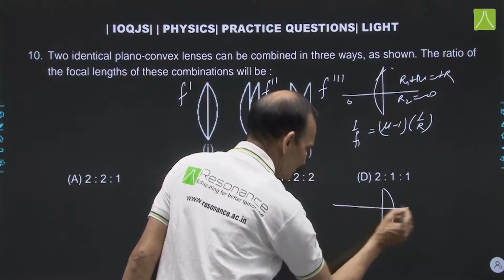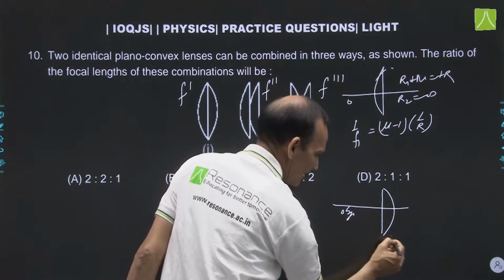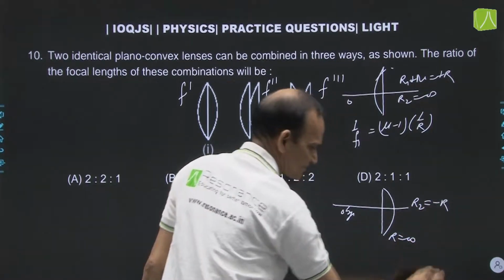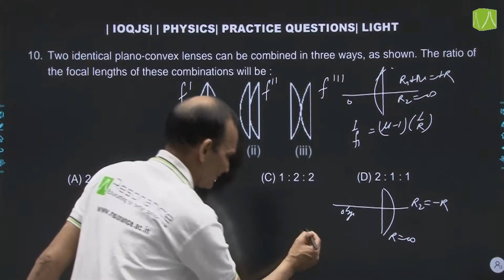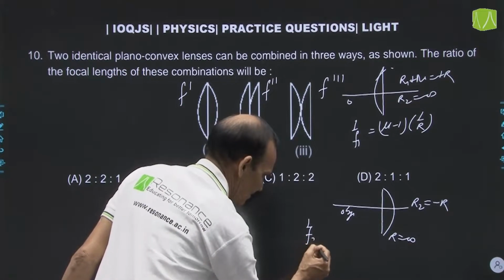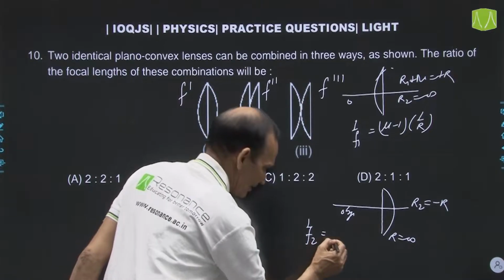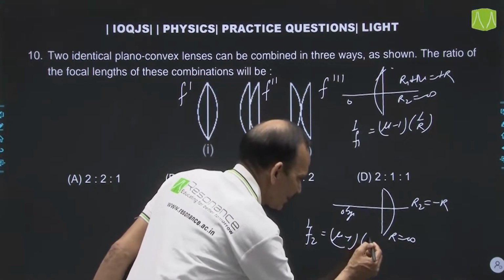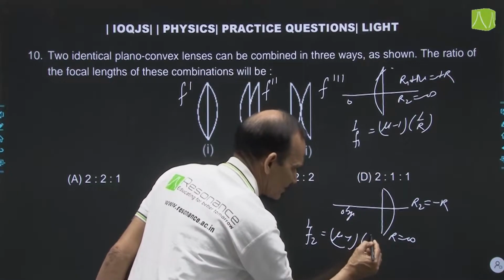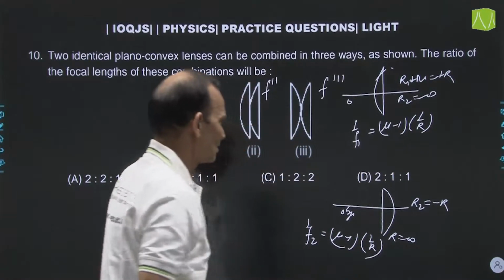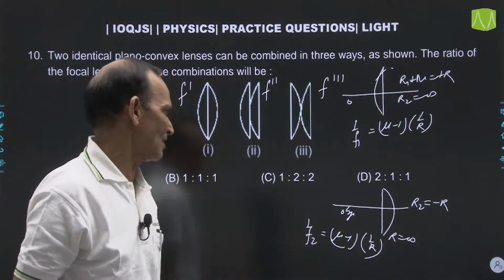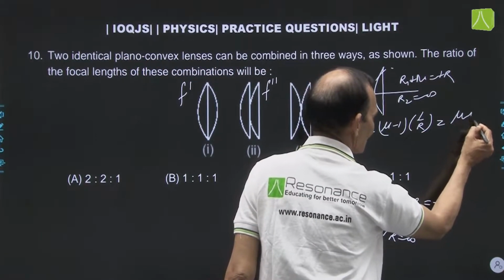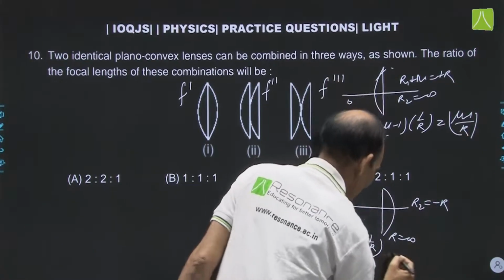Now think about the second portion, this portion. The object is here. So r1 will be equal to infinity and r2 will be equal to minus r. Now the focal length of this one, 1 upon f2 will be equal to mu minus 1 into 1 upon r1, that is infinity, minus minus 1 upon r, so plus 1 upon r. Again, you know very well f1 and f2 are equal. It is also mu minus 1 upon r.